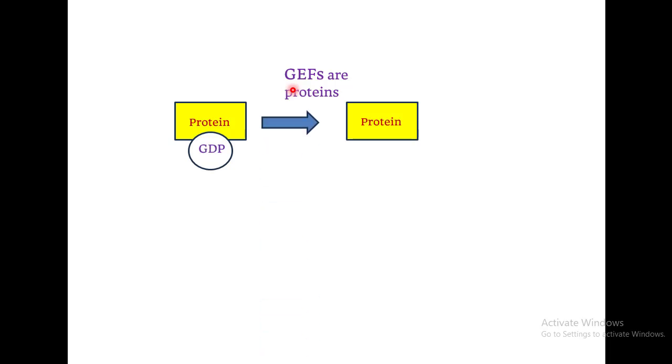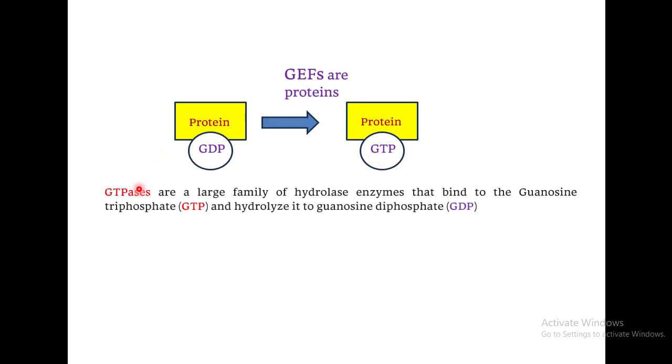And in this video I am going to talk about an important family of enzymes which are known as the GAPs. This is the video in connection to my last video in which I focused on another family of enzymes known as the GEFs, the guanine nucleotide exchange factors. And I've told you that what the GEFs do is that when they act on their substrate protein, they are going to replace GDP with GTP. And I've told you that the substrate proteins for these GEFs are known as the GTPases.